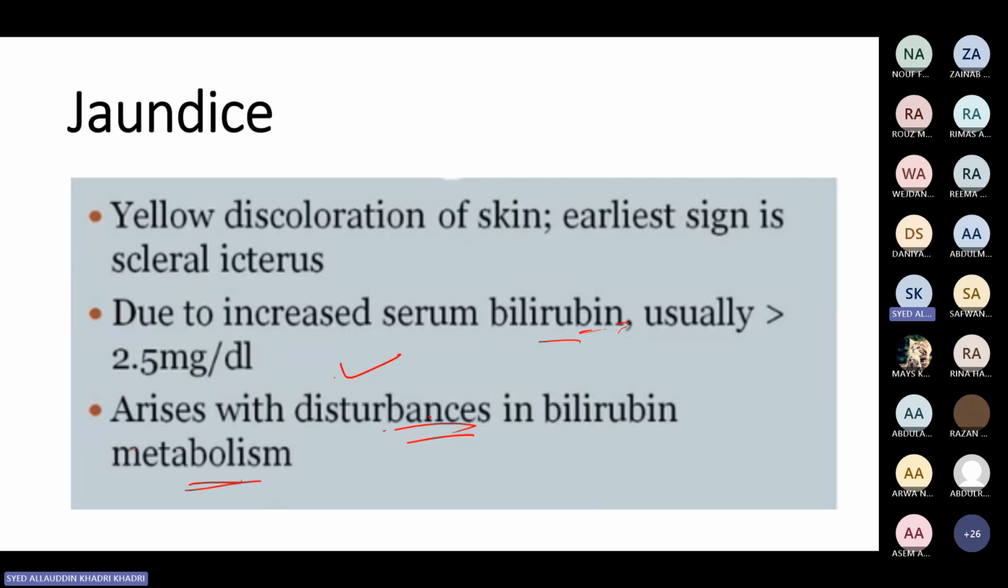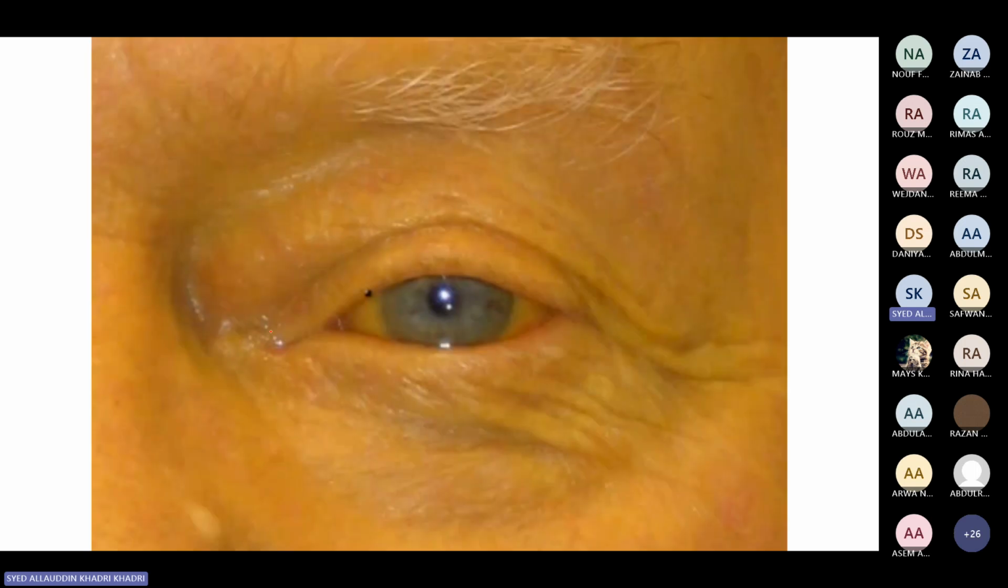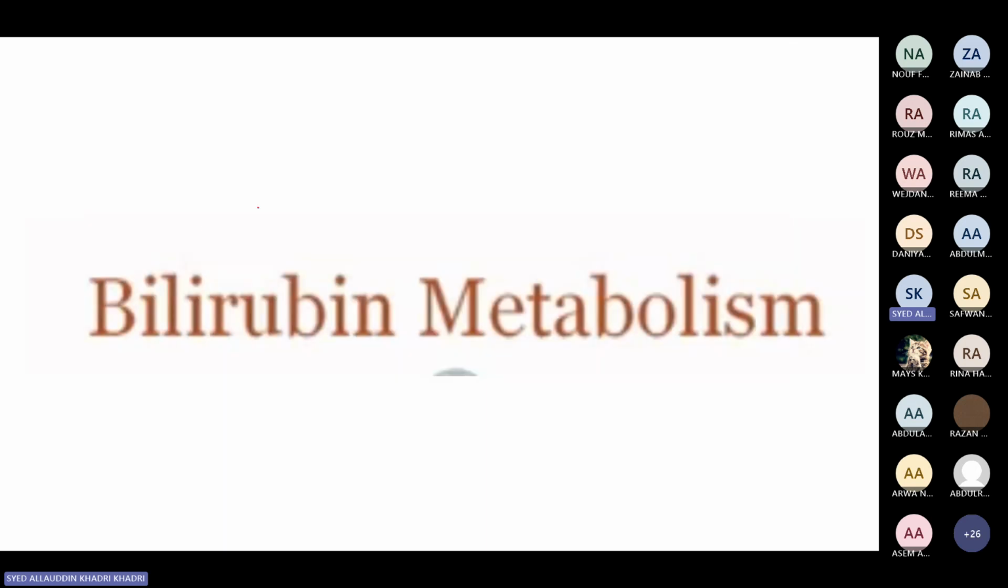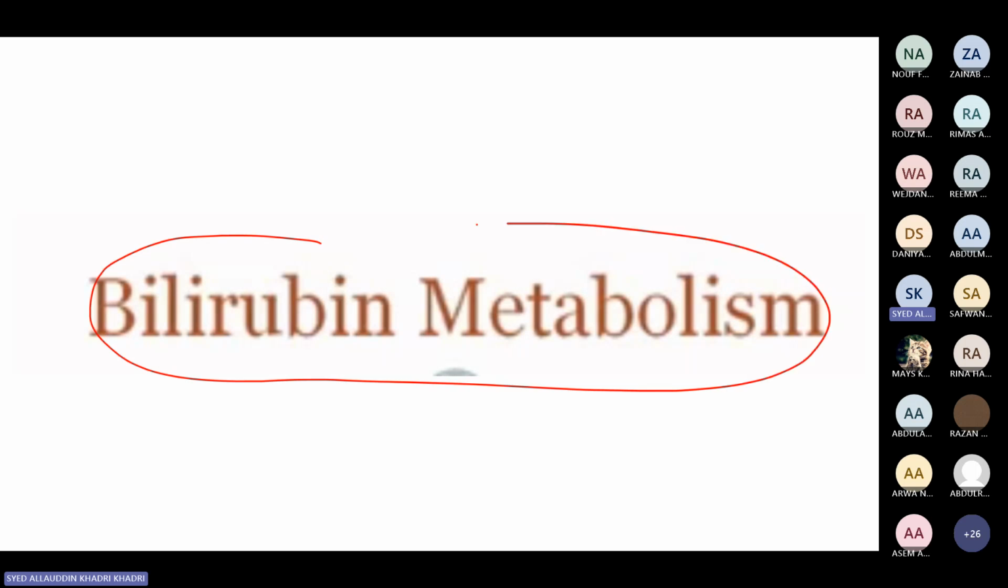I'll just try to give you a little overview of it. Now you can see the sclera over here, yellowish. This is called jaundice. I just want to stress over here that you should read very well. Go to your biochemistry book, whatever you have, and try to understand what bilirubin metabolism means. I'll give you a very small overview of it such that you should never forget it. What is happening over here? What basically causes jaundice?